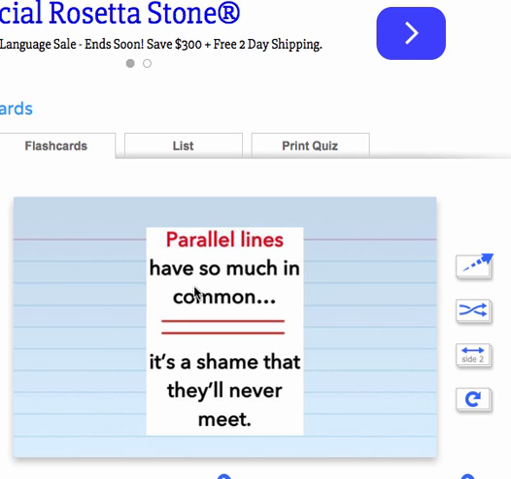So, parallel lines. This is actually a little joke for you. We hope you get the humor in this. Parallel lines are actually two lines that never meet. But parallel lines have so much in common, it's a shame that they'll never meet.